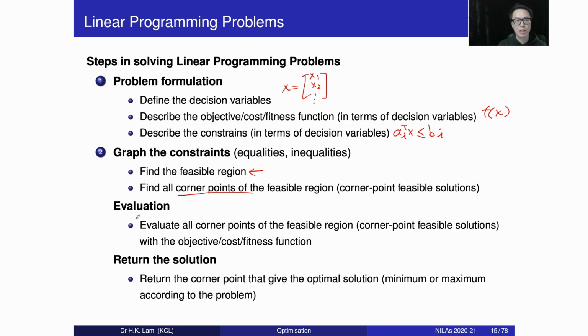The next step, once we find the feasible region and corner points, is to evaluate all the corner points using this objective function, and it will tell you which one is the minimum or the maximum. So that is the next step. We are going to return the solution after evaluation.